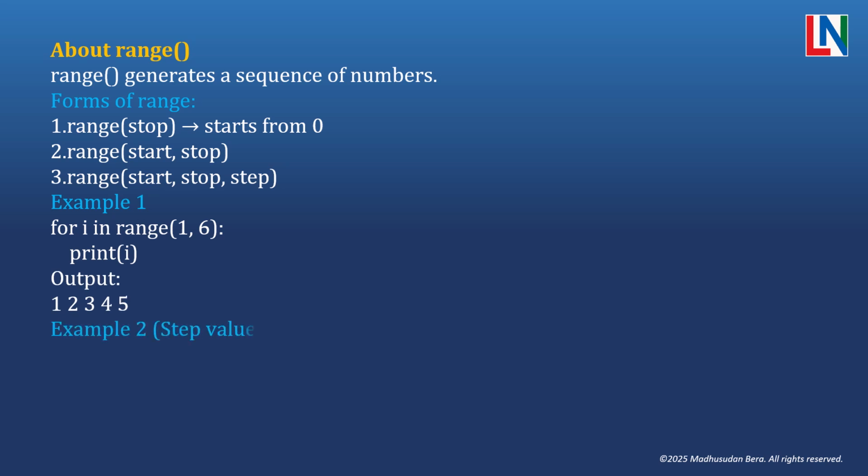Example 2, using step value. For i in range(0, 10, 2). It will print from 0 to 9, skipping 2 positions. Final output will be 0, 2, 4, 6, 8.